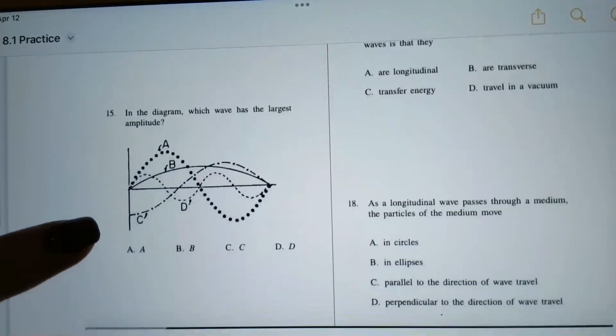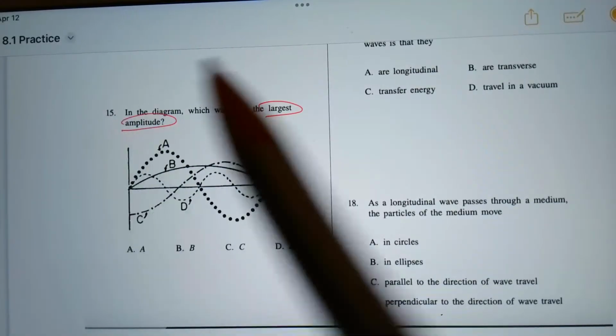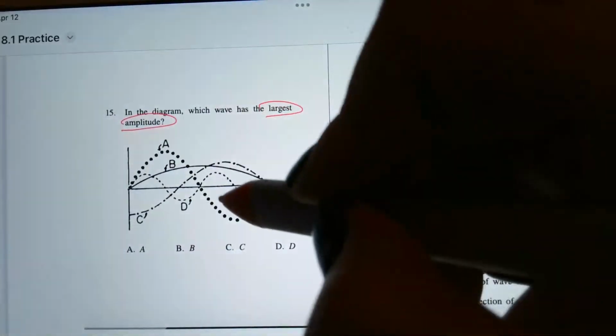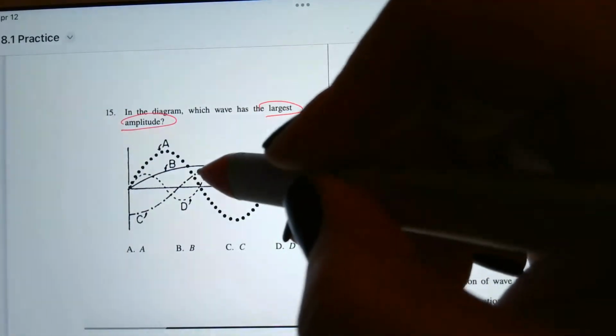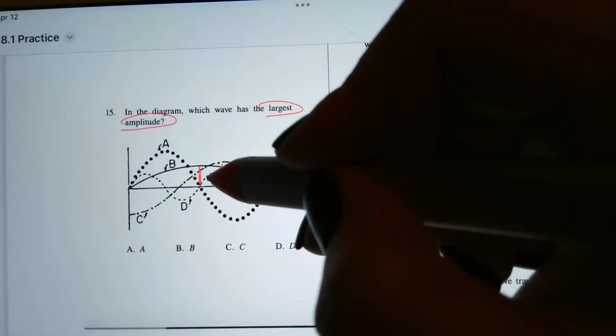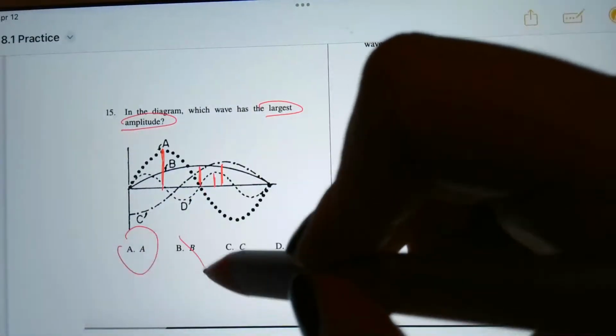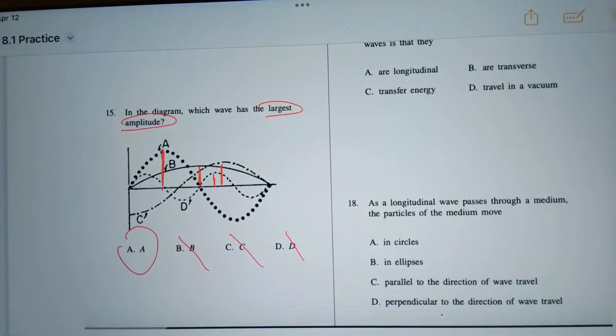Okay. Number 15, which represents the wave with the largest amplitude. Again, we're looking at this height from the origin. So B's would be right here. C's would be right here. D's would be right here, and A's would be right here. So clearly we can see A has the largest distance between the wave itself and the origin.